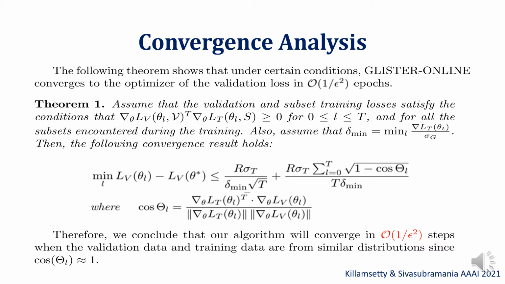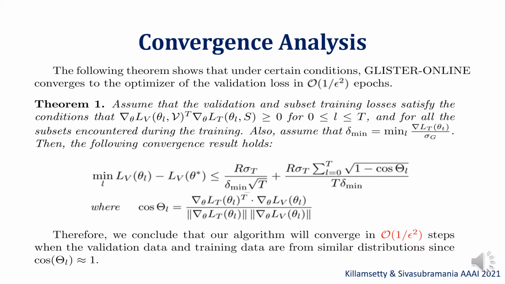Now the delta min must be greater than 0, which is also reasonable. It's reasonable because having close to 0 gradients on the subset gradient set would imply overfitting on the training loss. So we would really not like to overfit, and this way we can justify different elements of this convergence result.